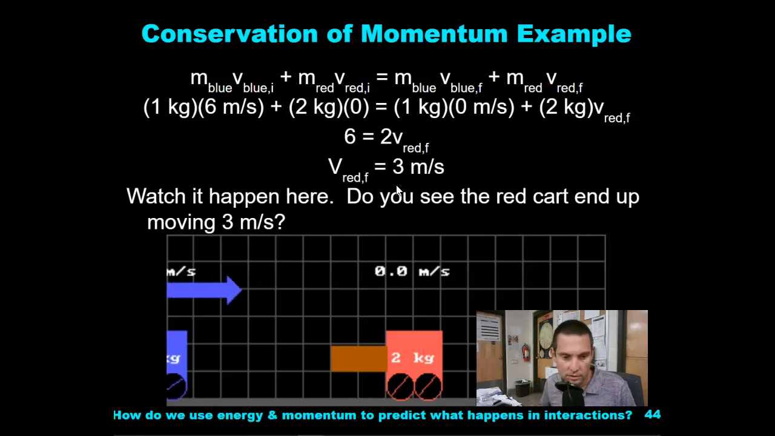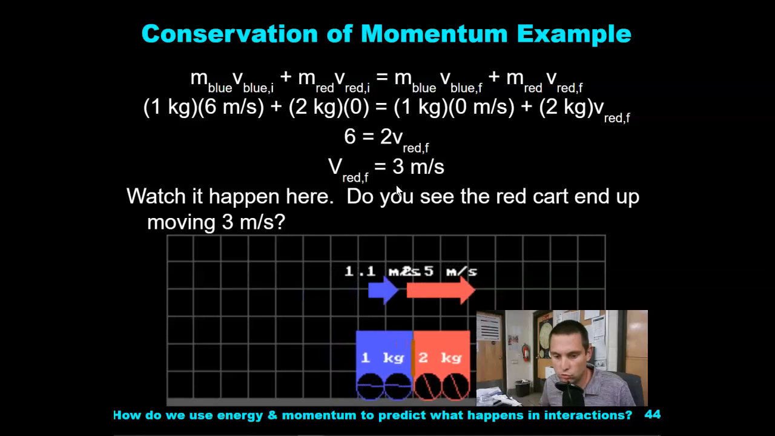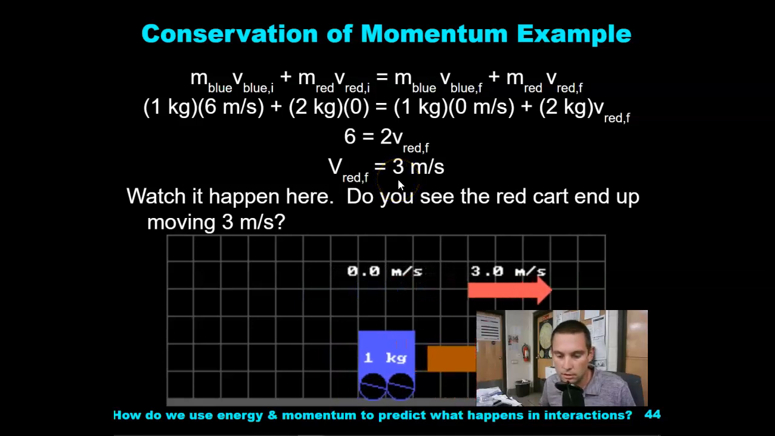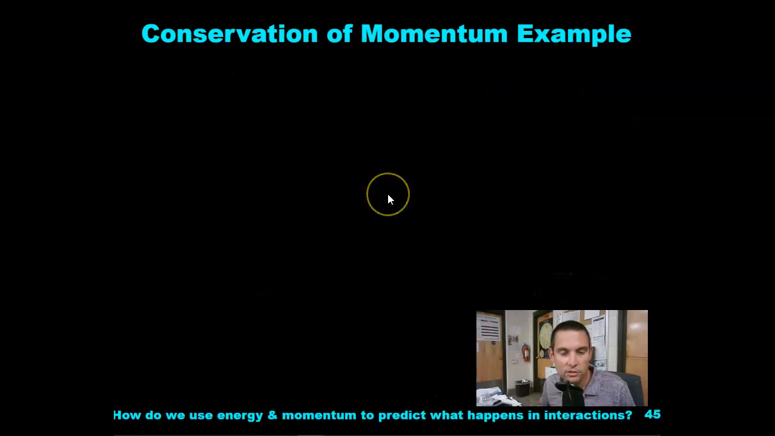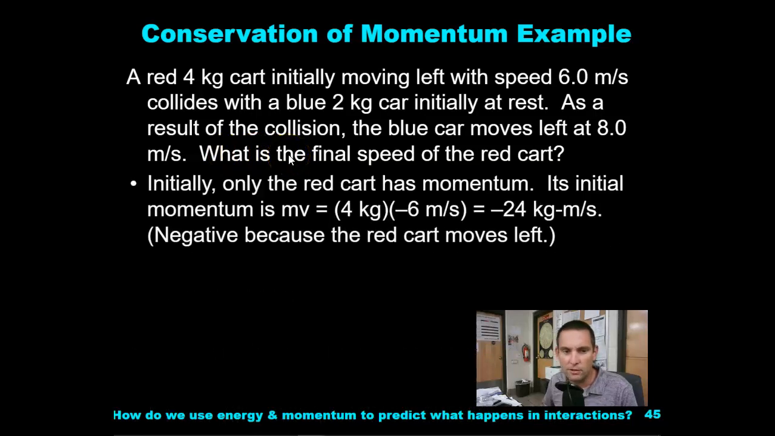Here's the whole thing. Here it comes. Look out. Collision. This is what we call an elastic collision. 2 objects start off, and then 2 objects end up. A red 4 kilogram cart initially moving to the left with a speed of 6 meters per second collides with a blue 2 kilogram car initially at rest. As a result of the collision, the blue car moves to the left at 8 meters per second. What's the final speed of the red car?